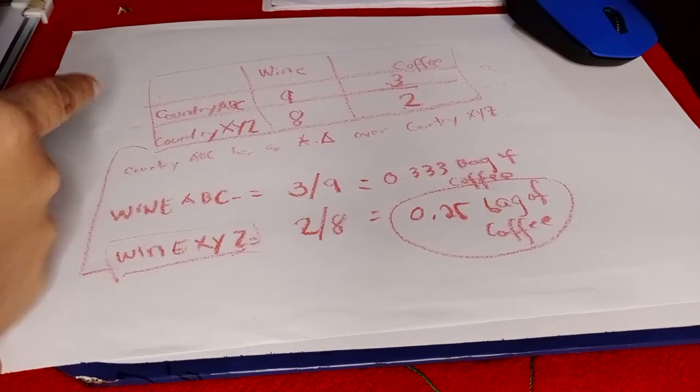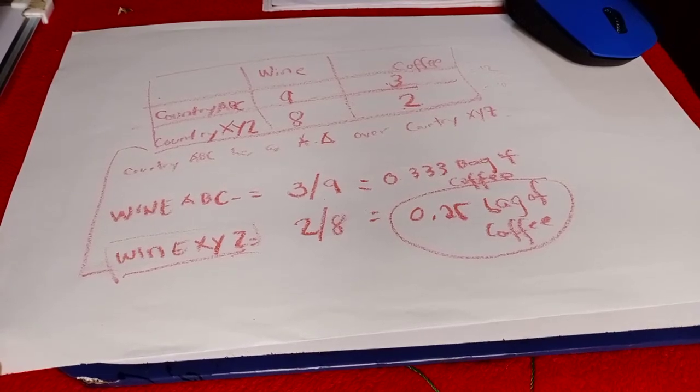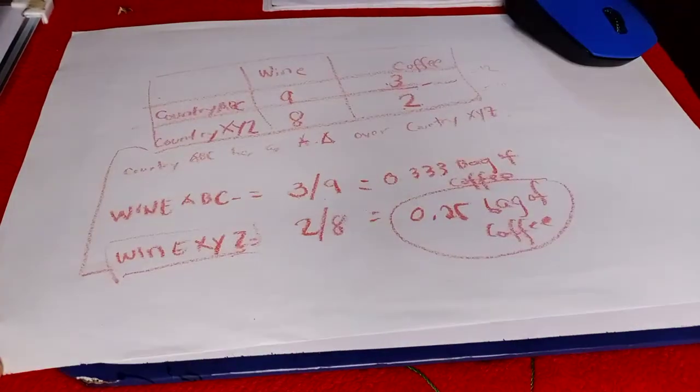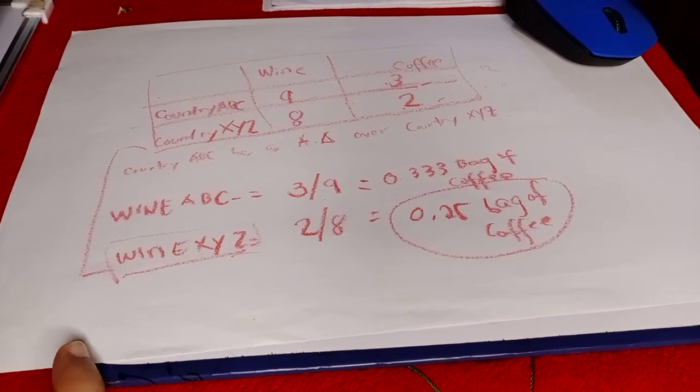So here is an example of a chart that we need to analyze. In terms of producing wine, country ABC produces more wine than country XYZ, which is only 8. It is more on absolute advantage, the one that I am analyzing. And in terms of coffee, the one that produces more coffee is country ABC than country XYZ, which is only 2. So that is an absolute advantage.